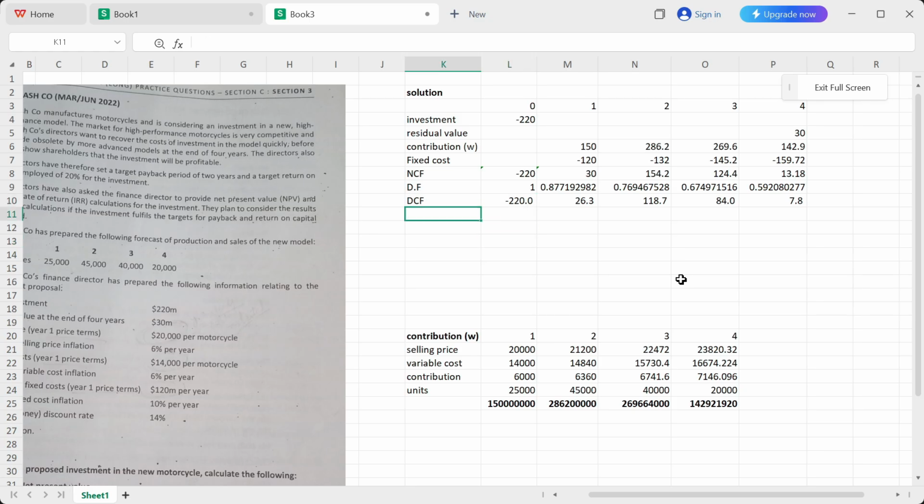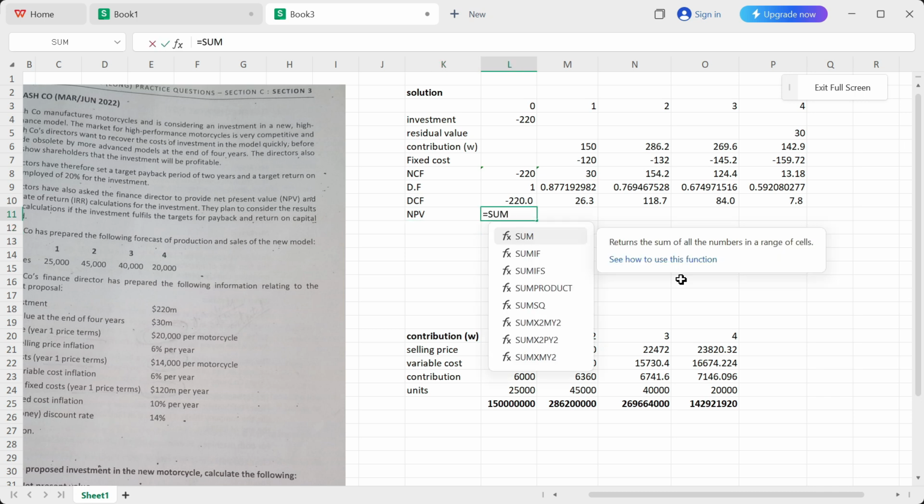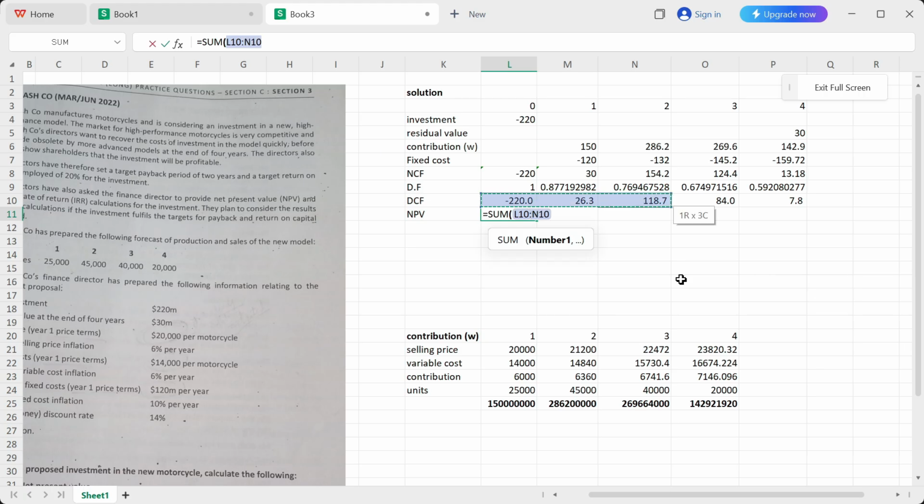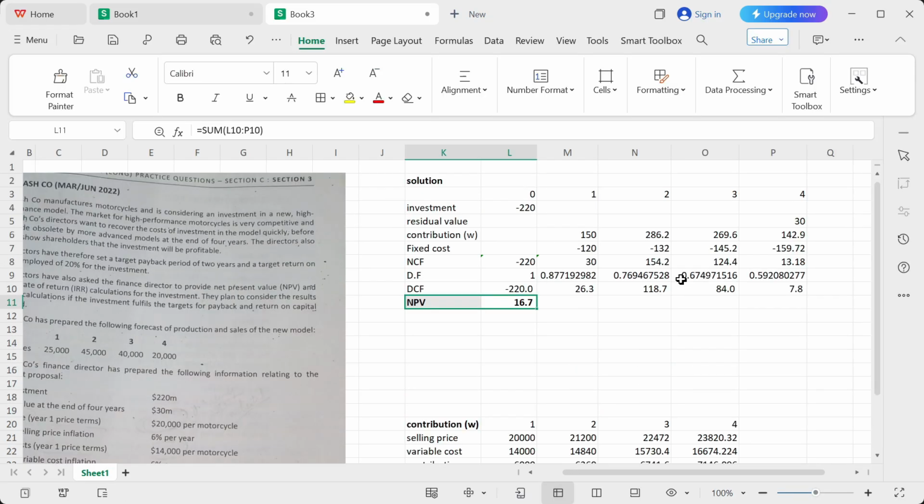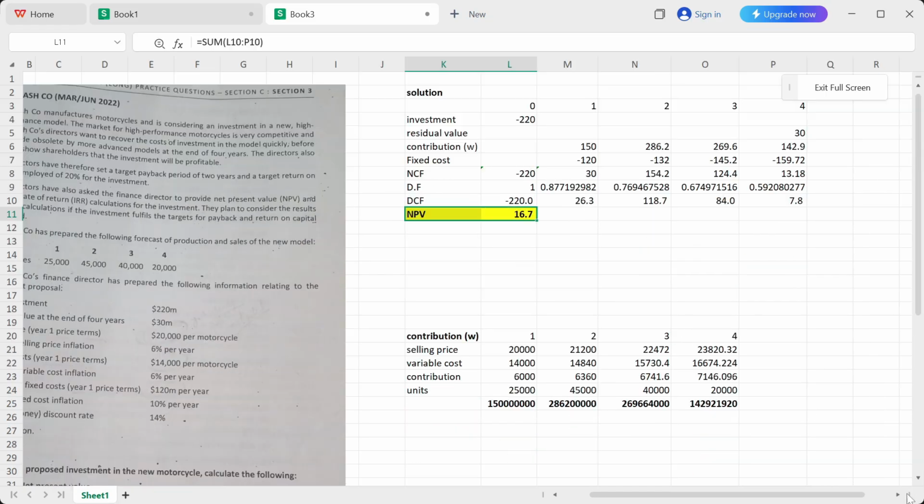All right. Now we have our discounted cash flow, and in order to calculate NPV finally, which was our first requirement, I'm going to apply the sum function and select all my discounted cash flow from year 0 to year 4 and close the bracket. So you can see my NPV came out to be 16.7. All right. So this is my NPV, guys, 16.7. All right. So here is the solution to part number 1, where we have successfully calculated our NPV.